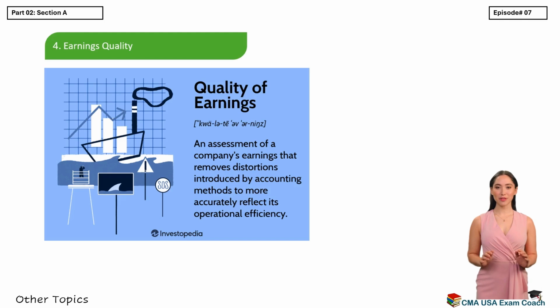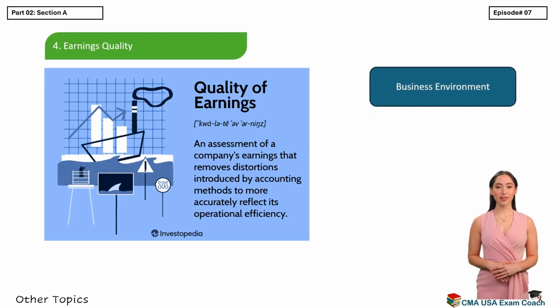There are several important factors that influence earnings quality. First, the business environment. The nature of the industry and the overall economy can impact earnings quality. Companies in highly cyclical industries like construction or automobiles might face pressure to smooth out earnings during downturns. Companies in stable industries like utilities often have more predictable and higher quality earnings.